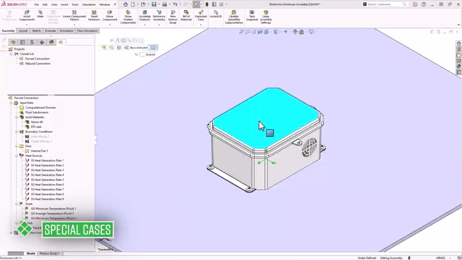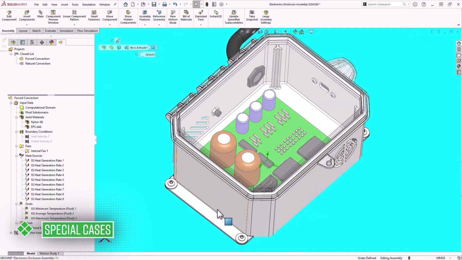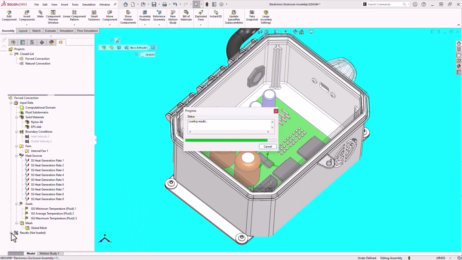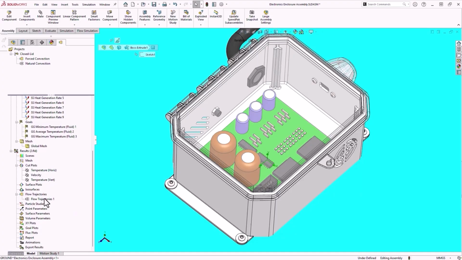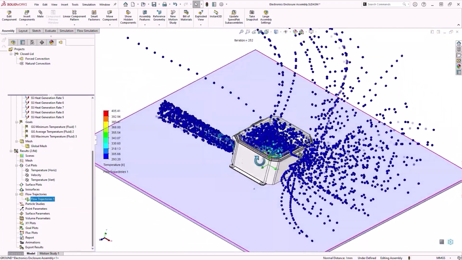But what if we need to analyze both internal and external flow in a single system? What method should we choose? An example of this type of analysis might be an electronics enclosure, where we want to capture how heat is transferred within the enclosure, as well as carried out of the system to the external environment.